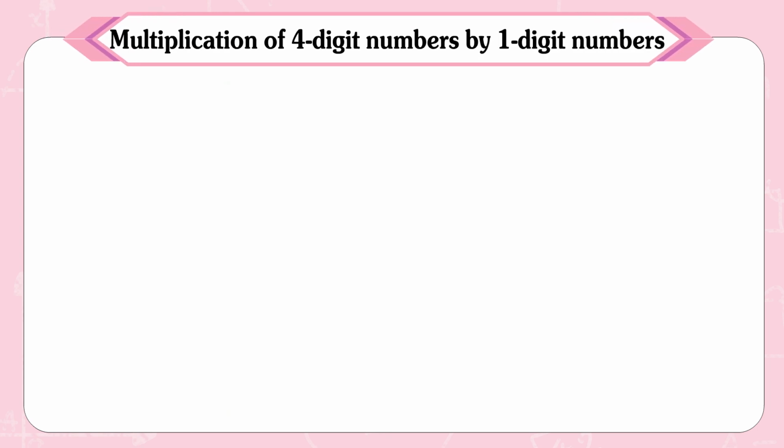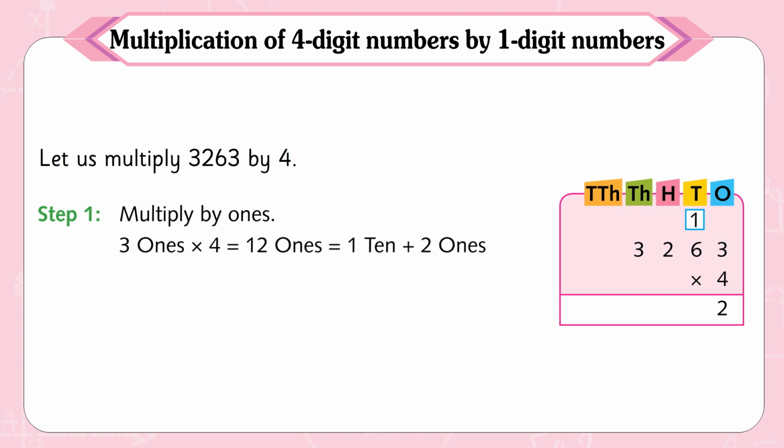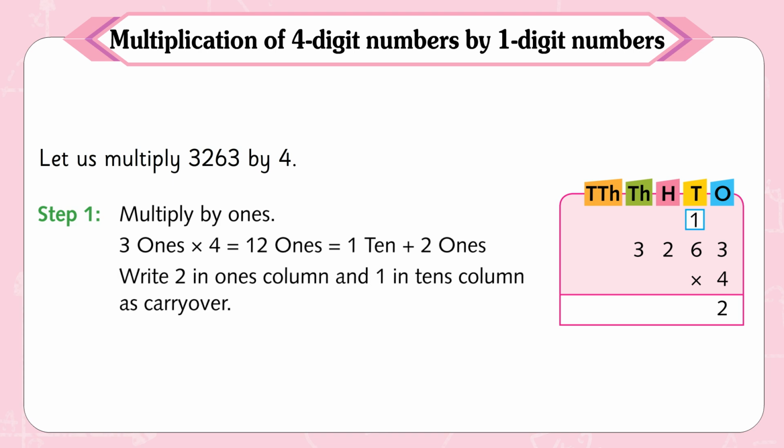Multiplication of 4-digit numbers by 1-digit numbers. Let us multiply 3,263 by 4. Step 1. Multiply by ones. 3 ones into 4 is equal to 12 ones is equal to 1 ten plus 2 ones. Write 2 in the ones column and 1 in the tens column as carry over.